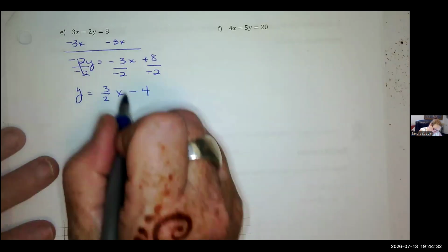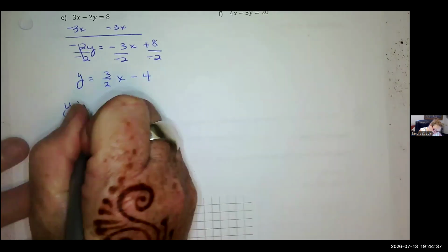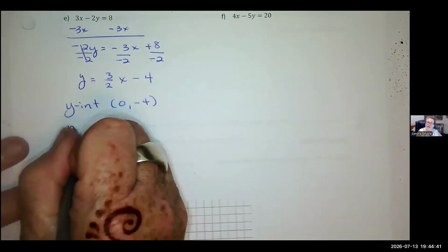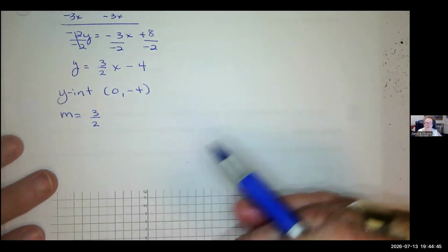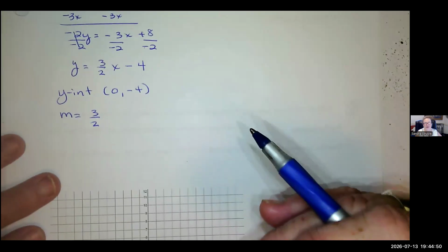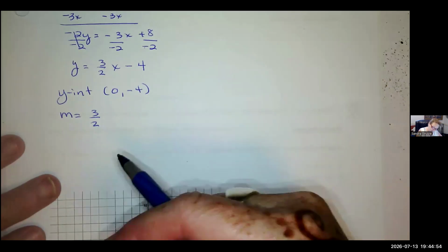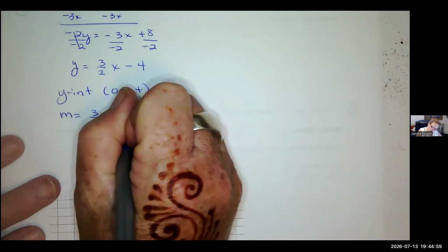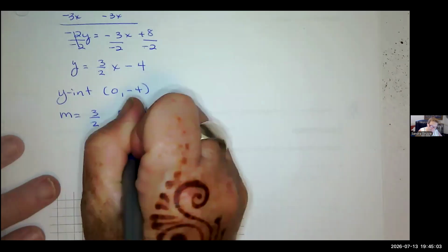Now let's find our y-intercept, and that is 0, -4, and our slope is 3/2. Now, if I'd left that -3 over -2, it's going to give me the same exact slope for my line, but it's not correct. When you have a negative divided by a negative, you need to change that to a positive. All right, so I'm going to rise up 3, and then I'm going to run always to the right 2.